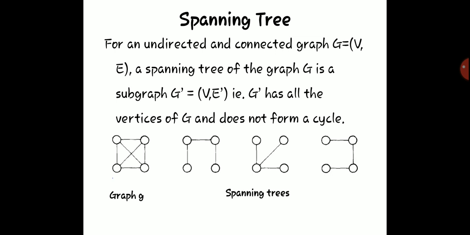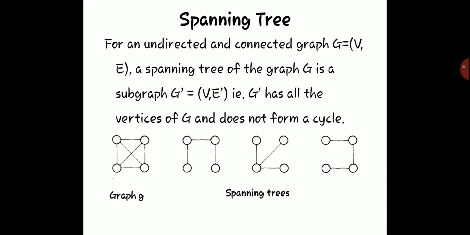So we can see the example. It is a subgraph which has all the vertices of the graph G, and the second condition is it should not form a cycle. There should not be any cycle in a spanning tree, right? So I hope you understand. A spanning tree is first of all a subgraph of a graph. Secondly, it should contain all the vertices of the given graph, and thirdly, it should not form a cycle, right?